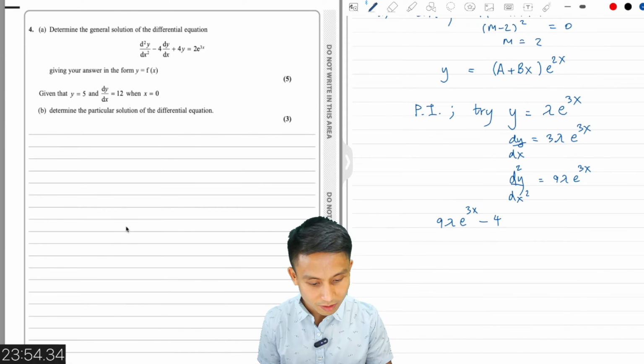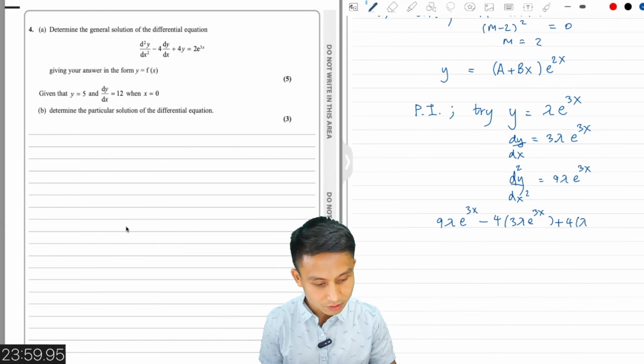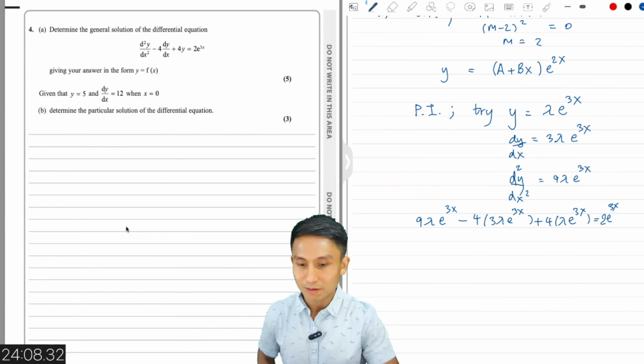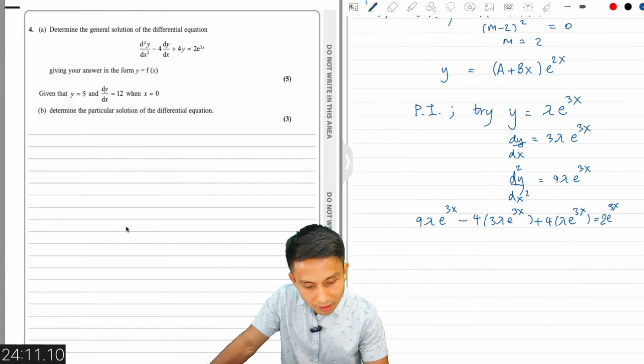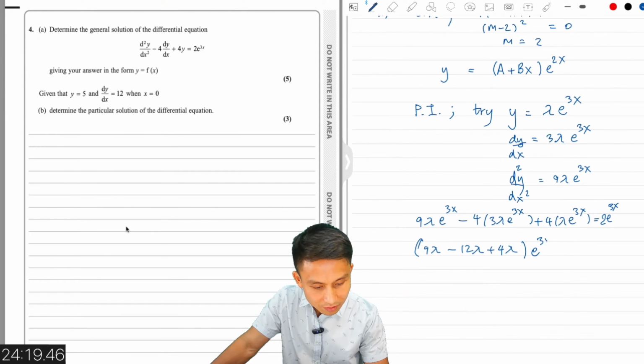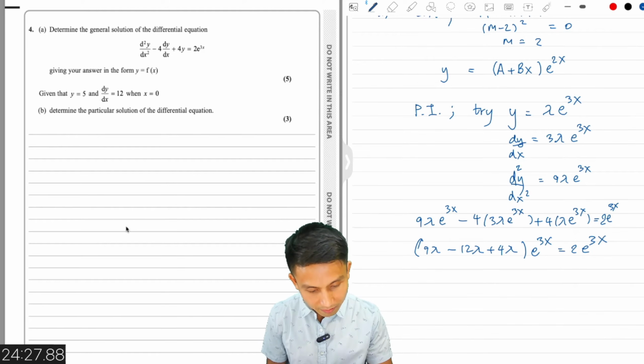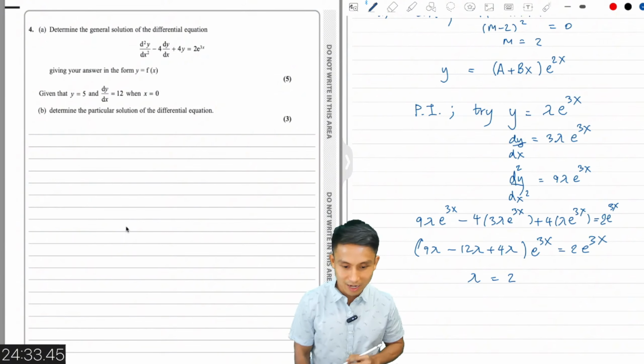So putting everything back in the original equation: 9 lambda e to the 3x minus 4 dy by dx, plus 4y, which is still lambda e to the 3x, equal to 2e to the 3x. This is just to find the actual value of lambda, right? So what do we have here? We have 9 lambda minus 12 lambda plus 4 lambda, all times e to the 3x, equals 2e to the 3x. As you can see, e to the 3x can cancel, so in the brackets we have just lambda equals 2.